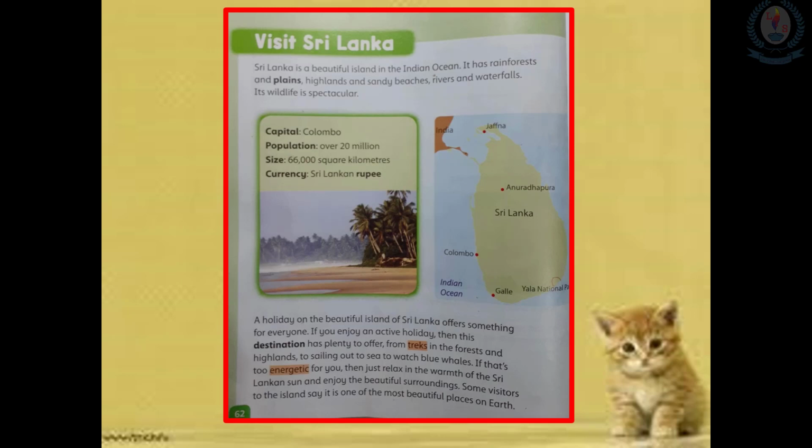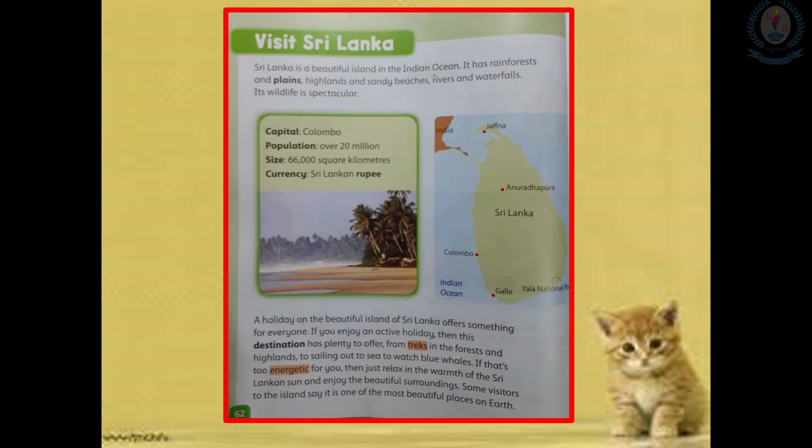Sri Lanka is located in the Indian Ocean and it is known as the Pearl of the Indian Ocean as well. And also, this is a beautiful country rich with geographical features. What are the geographical features mentioned in the passage? Yes, plains, highlands, sandy beaches, rivers, waterfalls, and wildlife. Okay, and also it is rich with wildlife.